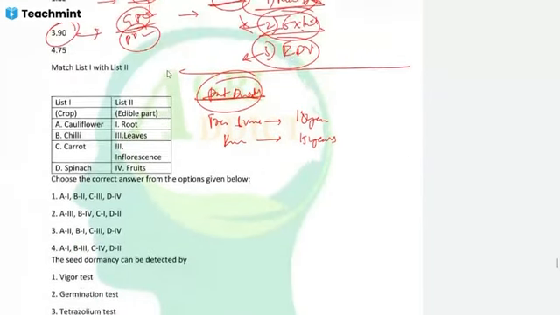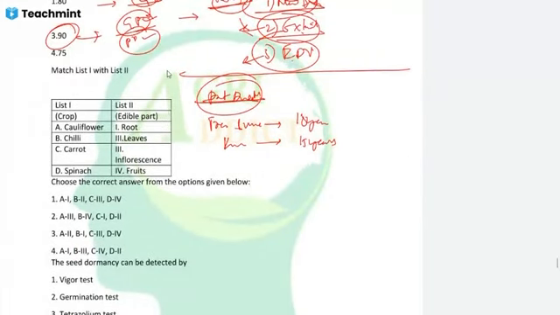So the next question is regarding edible parts. This is very simple to answer. Can you just tell me the answer for this? Okay, it's 2. Cauliflower, its inflorescence. Spinach, its leaves. Carrots, its root. And chili, its fruit. This is very simple. Okay.